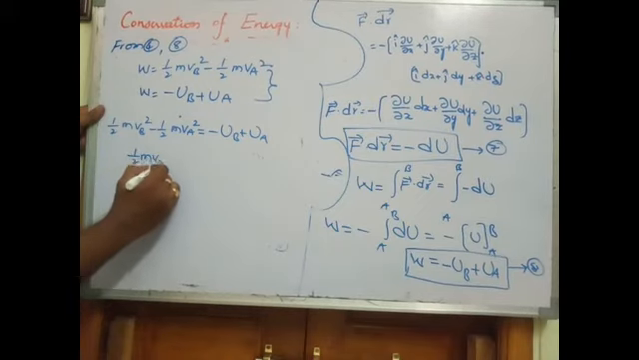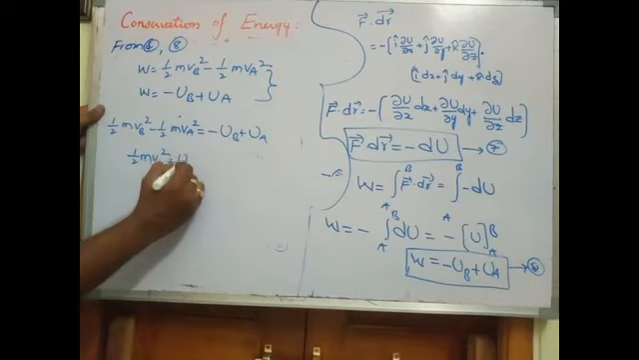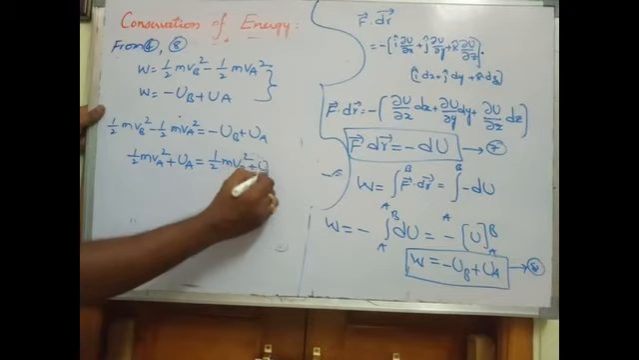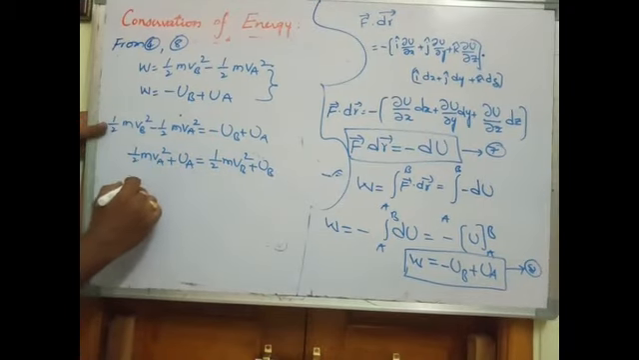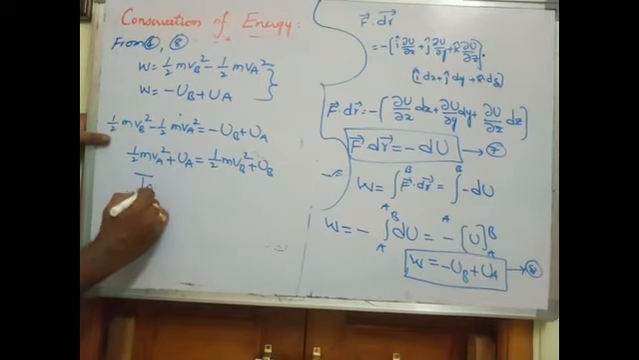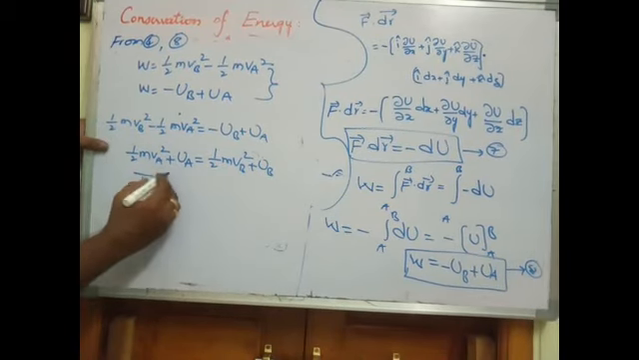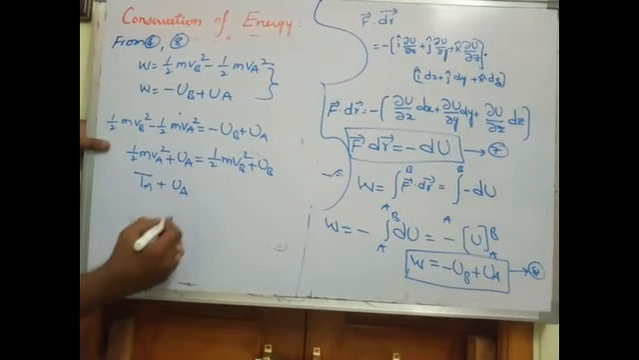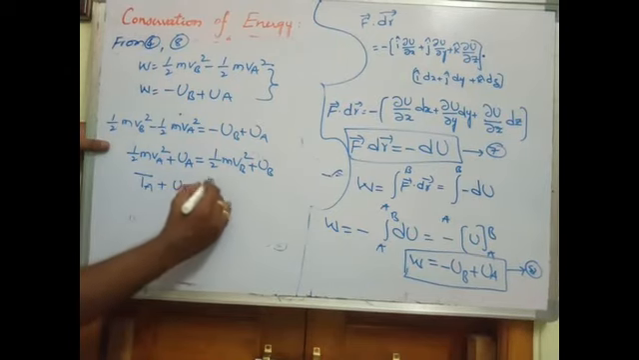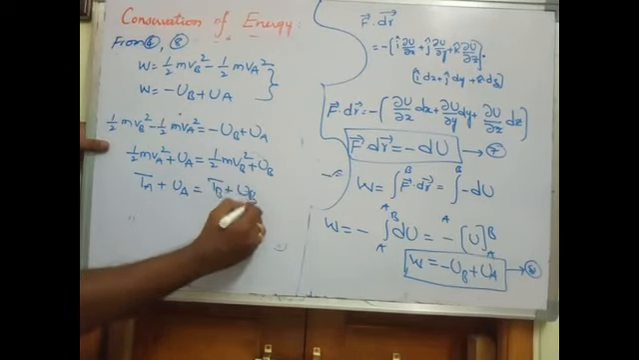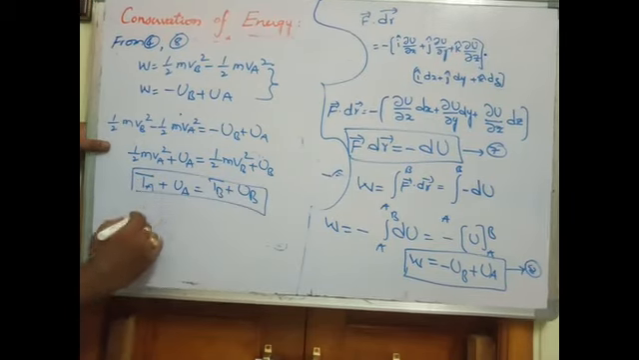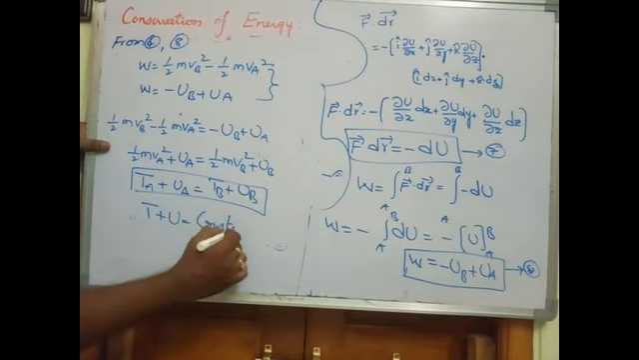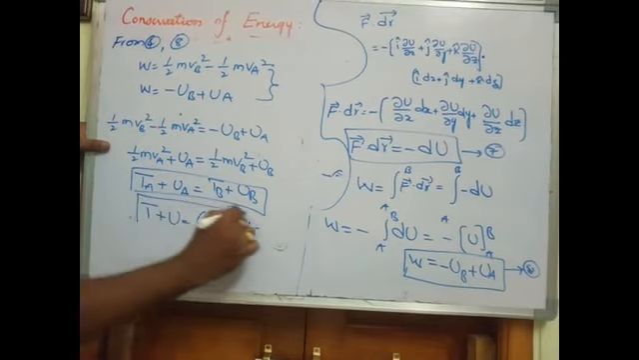1 by 2 m va square plus Ua is equal to 1 by 2 m vb square plus Ub. Here we can write this as Ta, that is the kinetic energy at point A, and Ua, the potential energy at point A, equal to Tb plus Ub. So this can also be written as T plus U equal to constant.